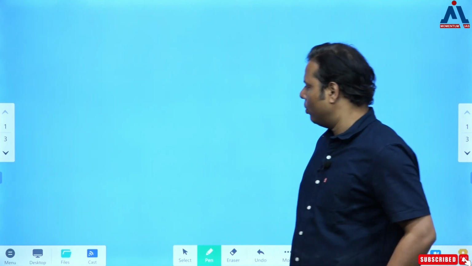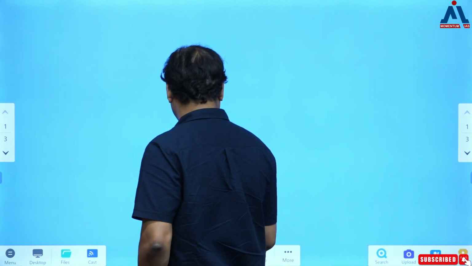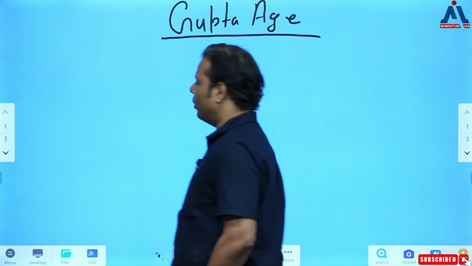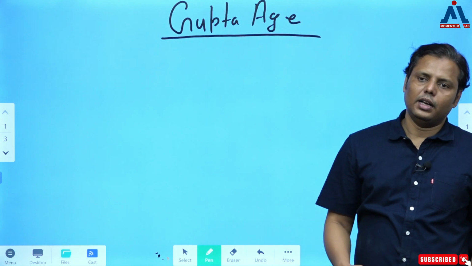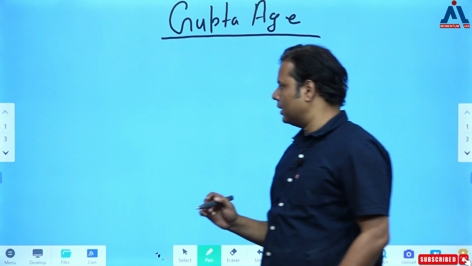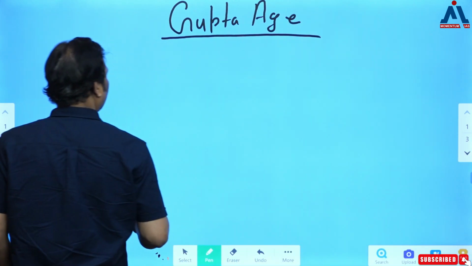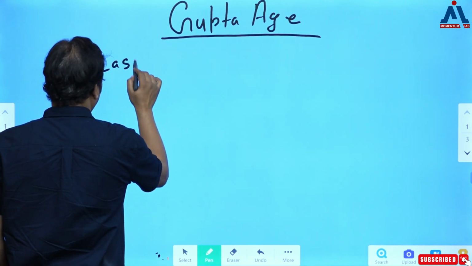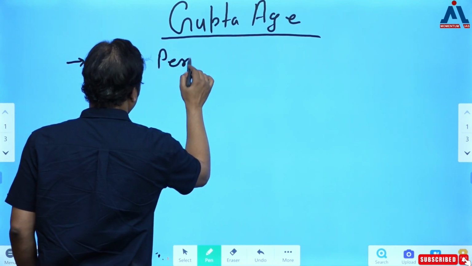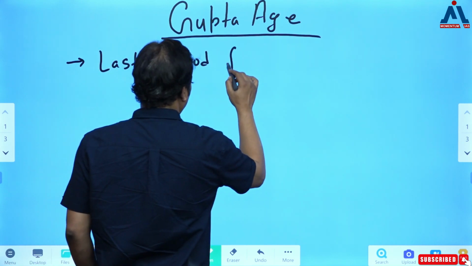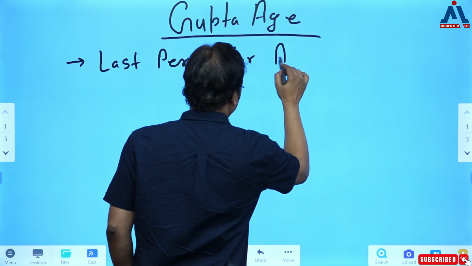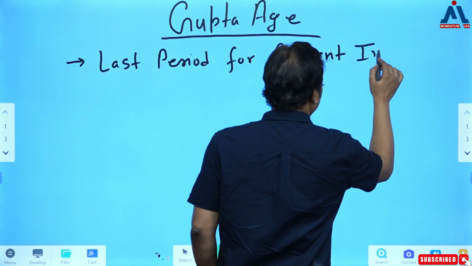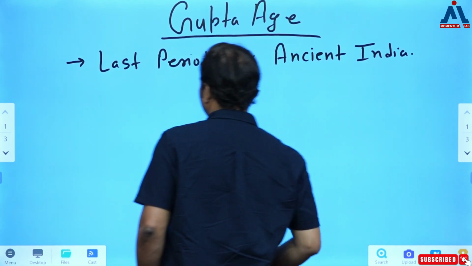Now we are going to start with a new age, called the Gupta age. As you all know, formally this is considered to be the last part of ancient India, the last chapter of ancient India, and that's how it remains very important. So on one hand we can say this is the last age or important period for ancient India. That is one thing.